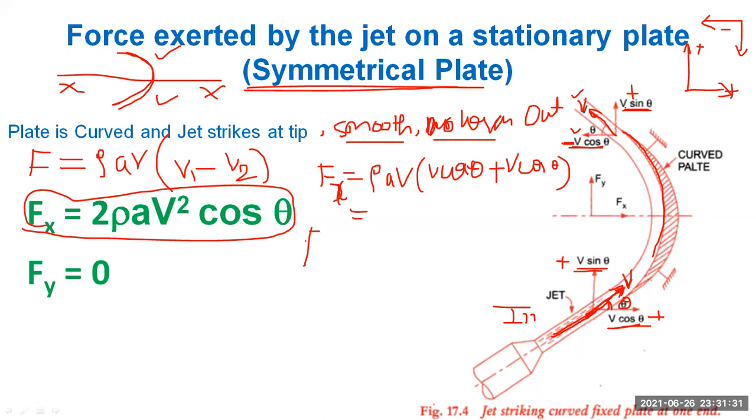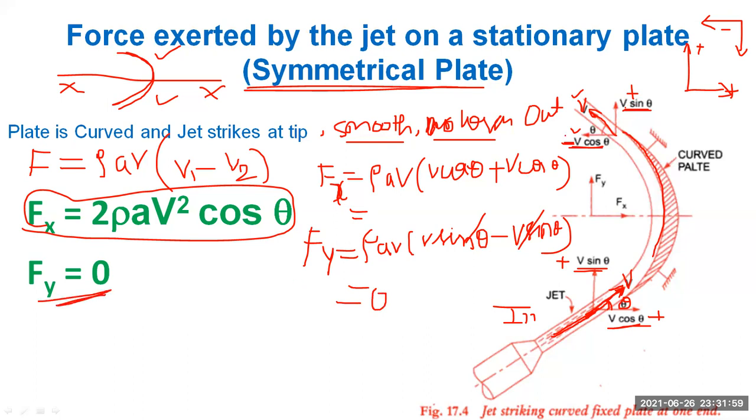Similarly, we'll calculate Fy now. So Fy will be equal to what? Rho a v. The initial velocity is plus v sin theta, and minus the outlet velocity in the vertical direction, that is v2, which is again minus v sin theta. So minus minus sin theta will get cancelled. So Fy you will get as 0. So for a stationary curved symmetrical plate, Fx is 2 rho a v square cos theta and Fy is 0. So this is the second case.